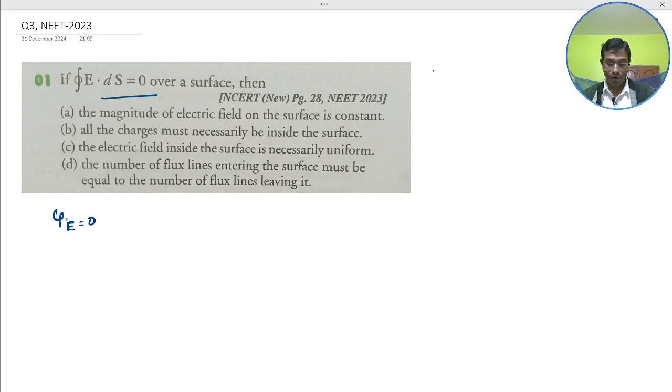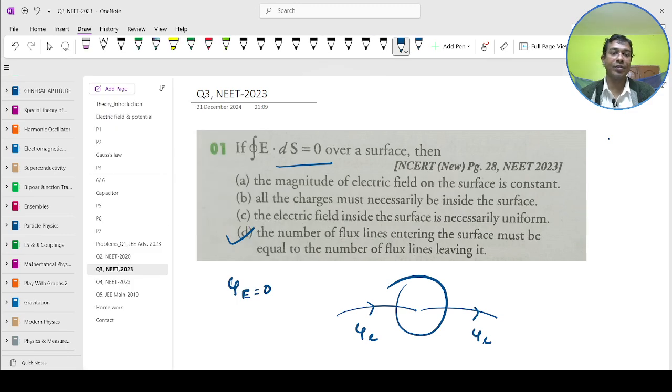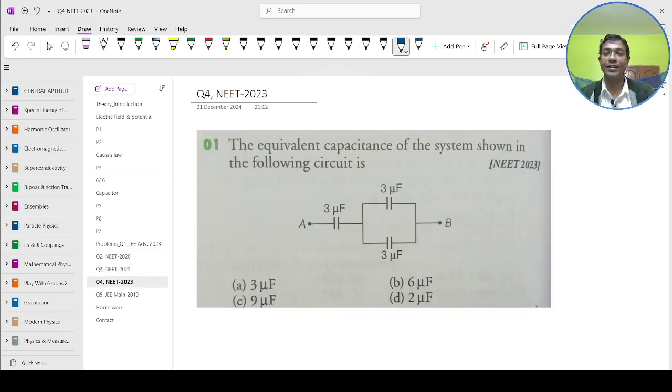So it signifies that the number of electric flux lines entering the surface must be equal to the number of flux lines leaving it. Basically, this is entering, phi entering is equal to phi leaving. So D would be our correct answer. Theoretical, conceptual questions come in the NEET exam.